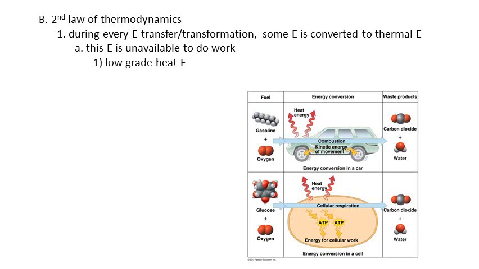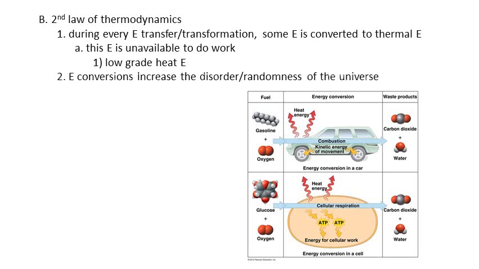So low-grade heat just can't get work done. There has to be a great enough differential in order for heat energy to be able to do some work. So what the second law of thermodynamics really gets at is that every time we have energy transfers or energy transformations, there's going to be an increase in what's called entropy, the disorder or the randomness of the universe. So energy conversions increase entropy because some of the energy we started with will be lost as low-grade heat energy in the energy transformation.